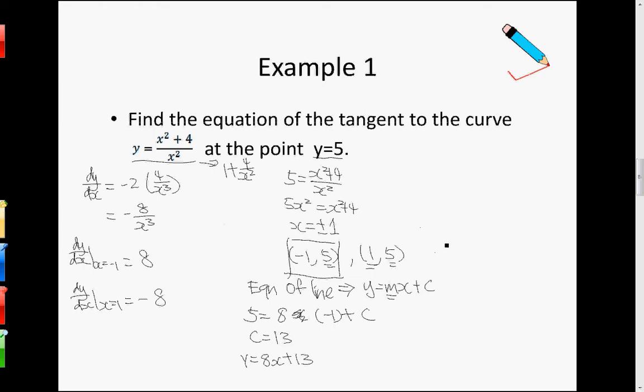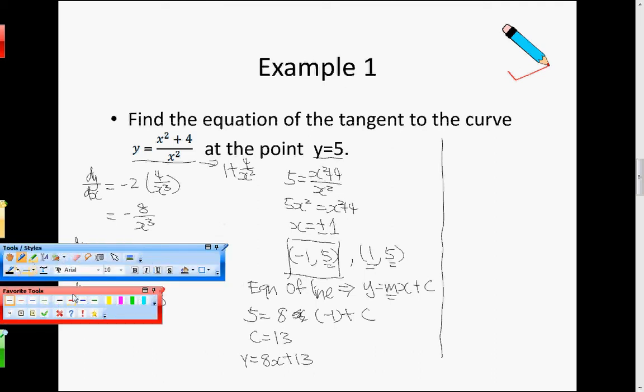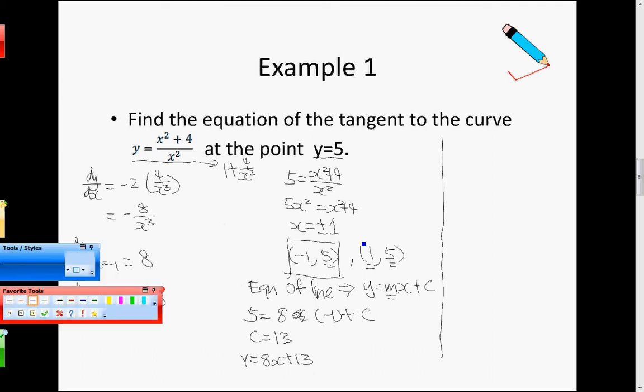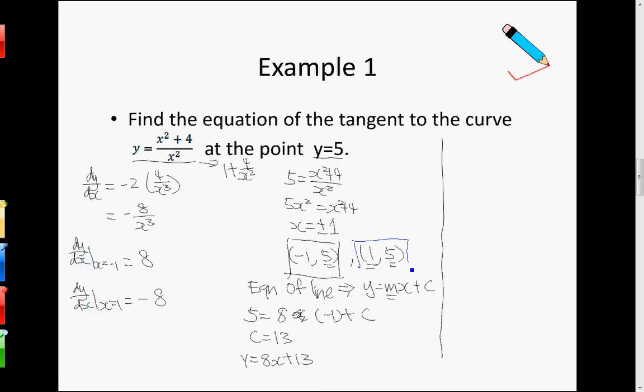Okay, so let's say we want to find the equation of the tangent line for this one. It will also obey y equals mx plus c, but just that the m is now different. The y is still the same. The m is minus 8.